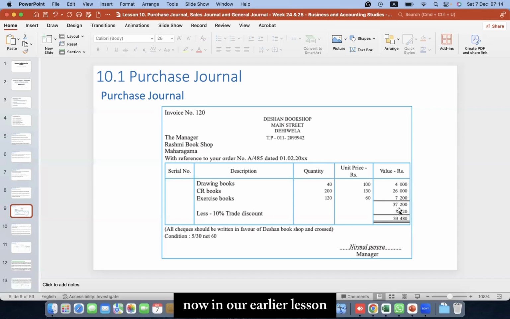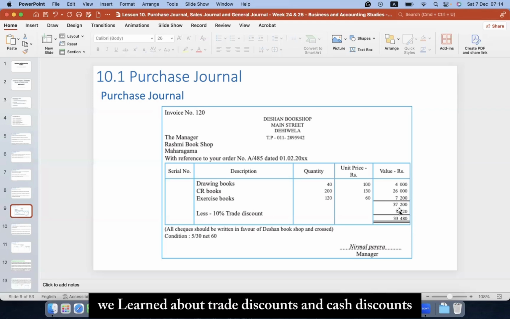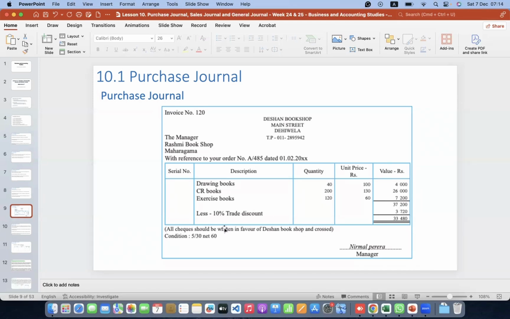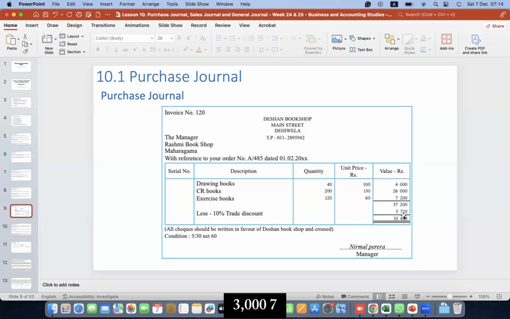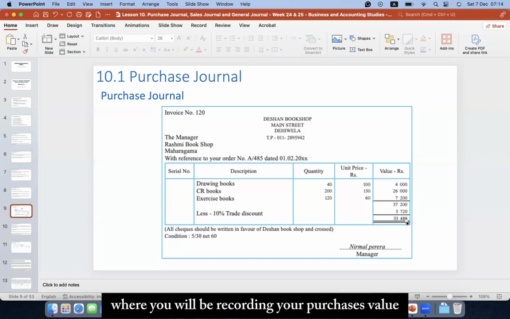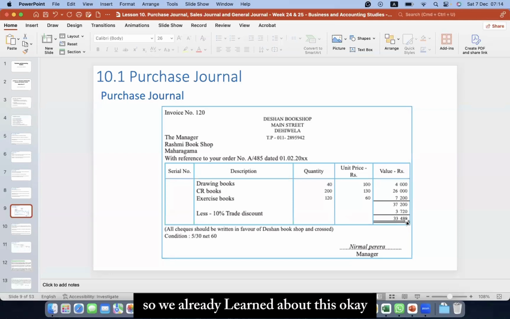Now in our earlier lesson we also learned about trade discounts and cash discounts. So you have received a 10% trade discount, 3,720. This trade discount you have to deduct, and this is the net amount at which you will record your purchases value. We are not recording the trade discount in our account. We already learned about this.